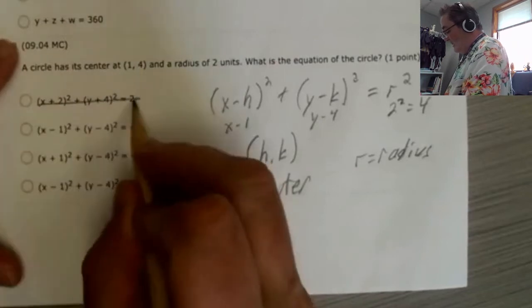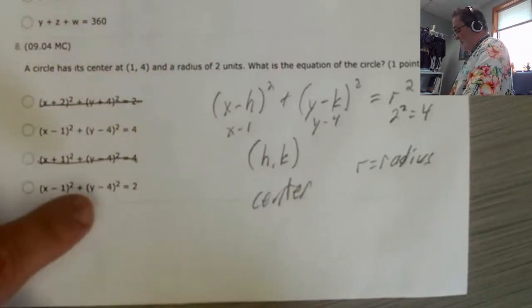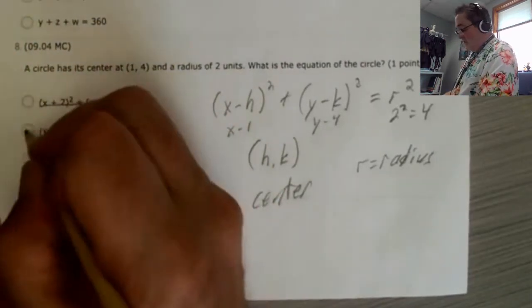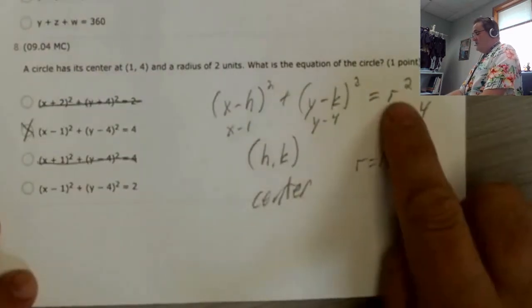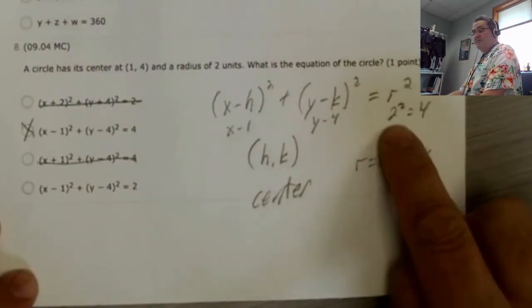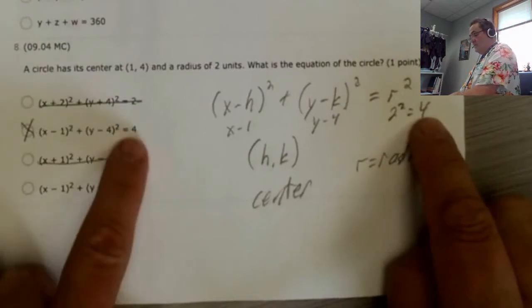So it can't be that one or that one. h equals 1, k equals 4. It's 2 squared, radius squared. So 2 squared, 4 would be the one we're looking for.